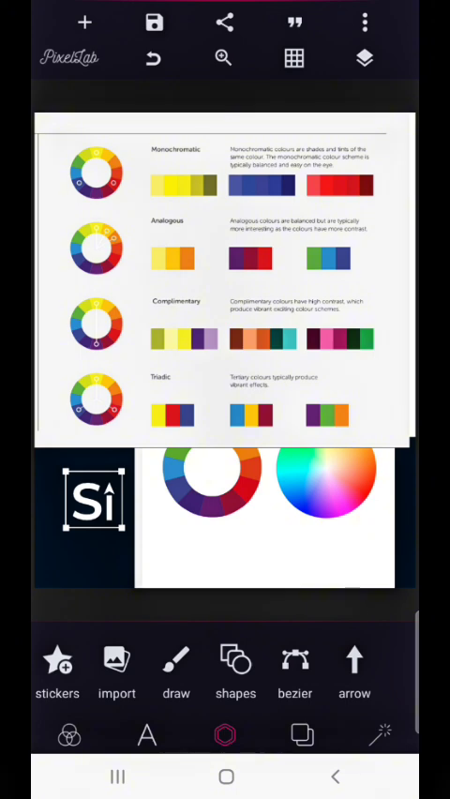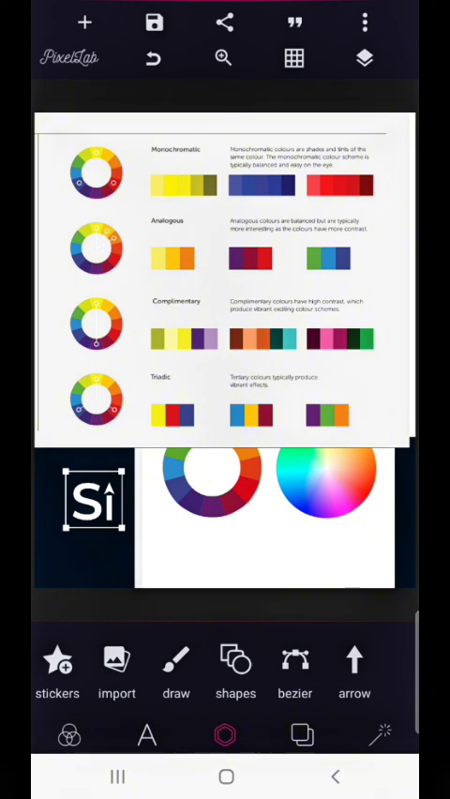So the second one is analogous color. These analogous colors are colors that are related, that are close together on the color wheel. So in the example I was giving there, the yellow, the orange, and the dark orange are related. That is an example of analogous color.